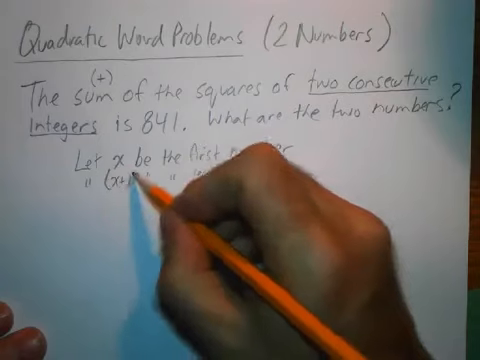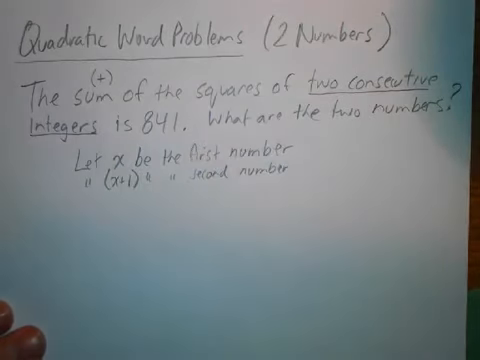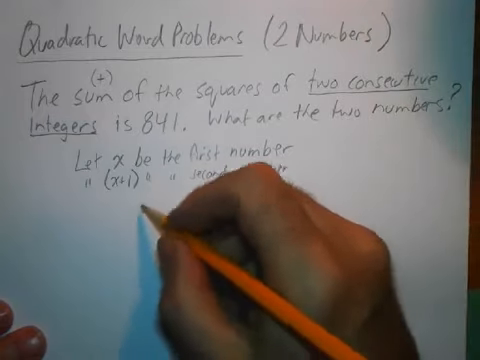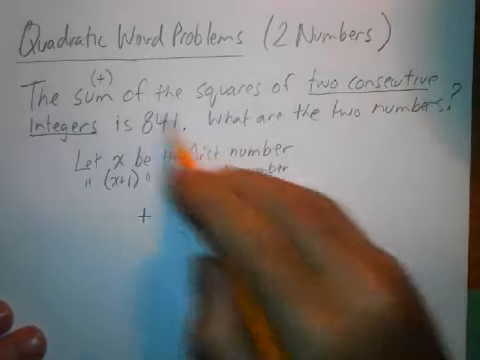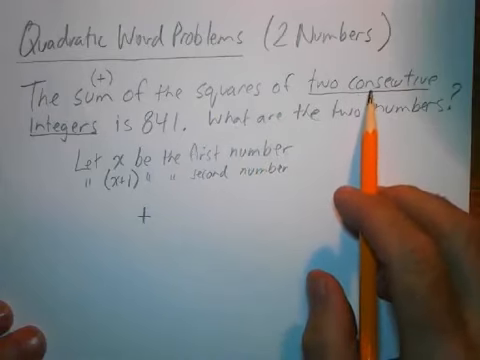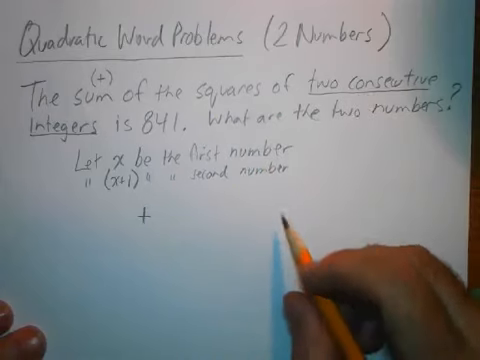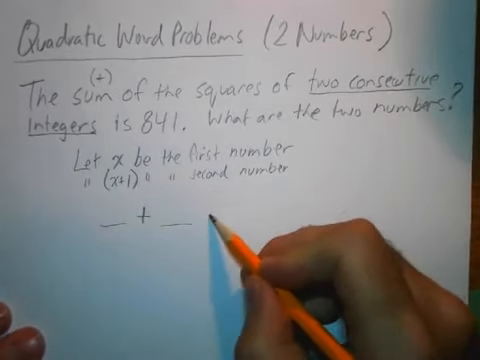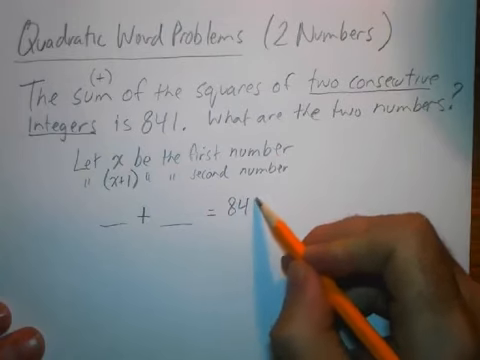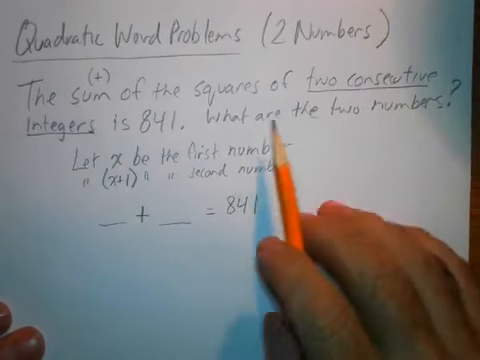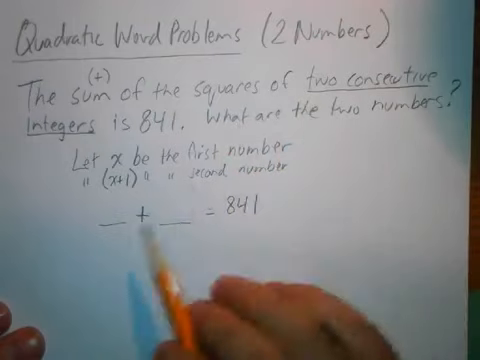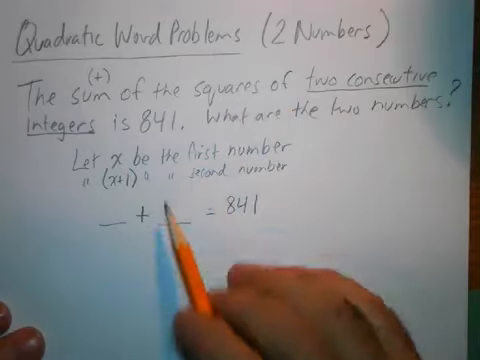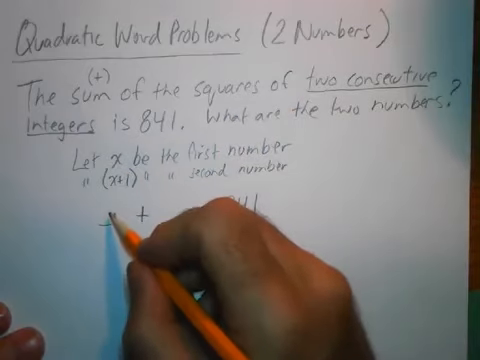So now we've got something to go on. You can put brackets around there if you'd like. So now we can start building the equations. The sum of the squares of two consecutive integers is 841. So I'm going to be adding two things together, and the result will be 841. Okay, that's pretty clear. But what am I adding together? I'm adding the squares of these two numbers. So I'm taking each of these numbers and I'm squaring it.